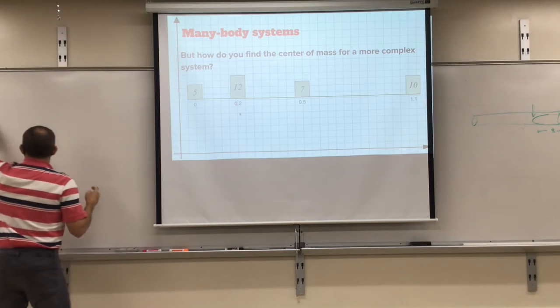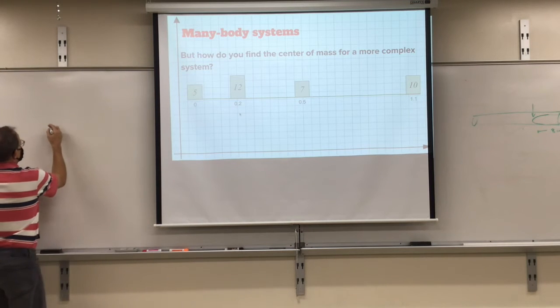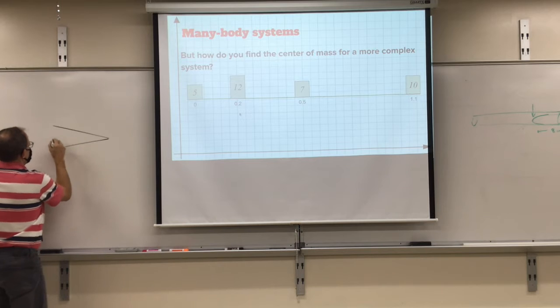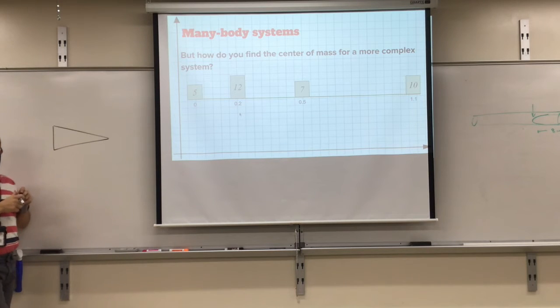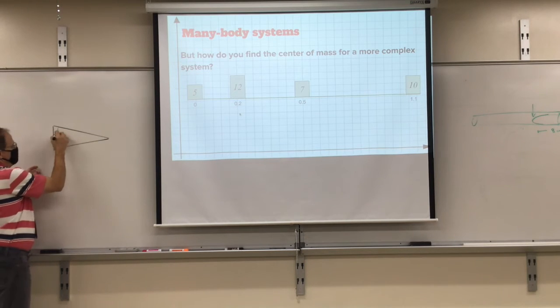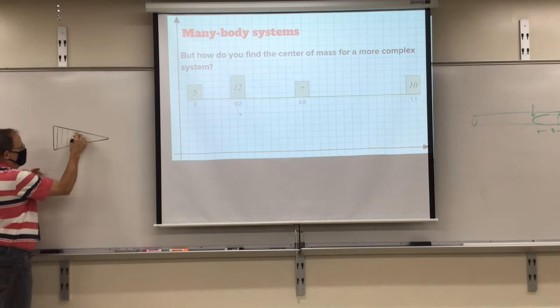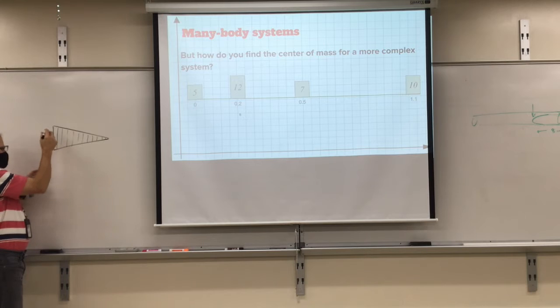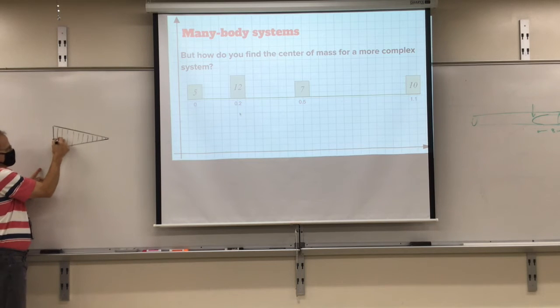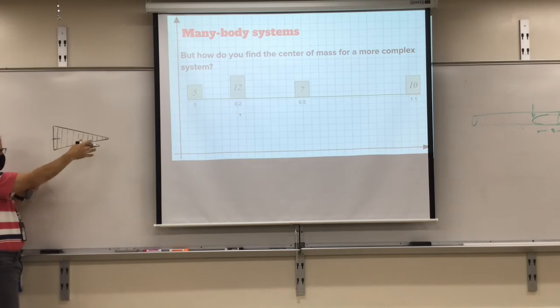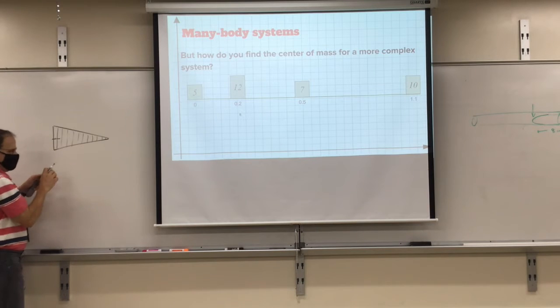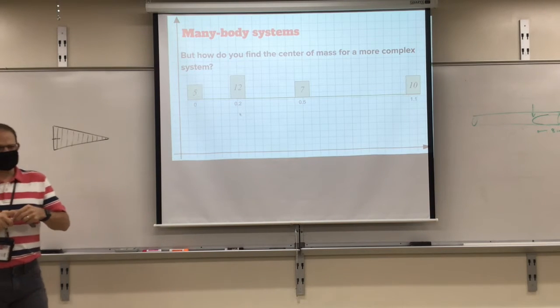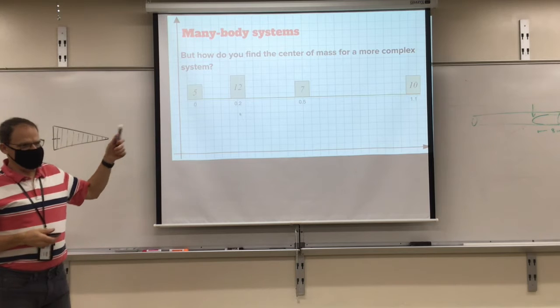So if you had a piece of plywood, for example, that looked like this, you could find its center of mass. You could divide it into sections and treat each section as the mass of this section times its distance, plus the mass of this section times its distance, right? And add them all up, divide by the total mass, and you get the center of mass.